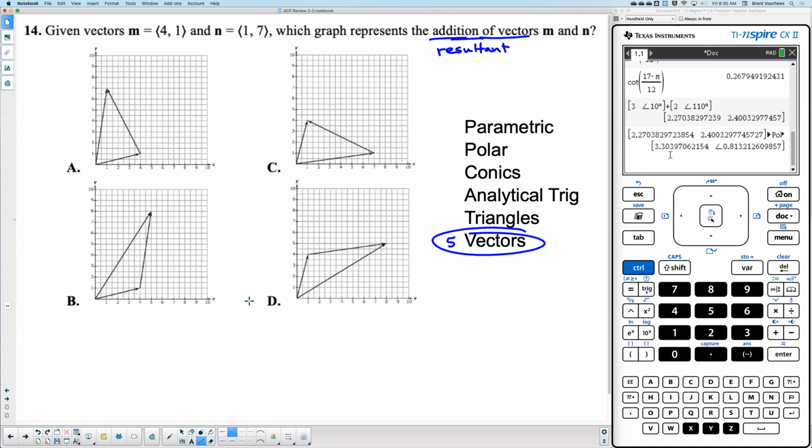4 to the right, 1. Perfect. 4 to the right. I'm going to use answer choice A. 4 to the right, 1 up. And the second is 1, 7.